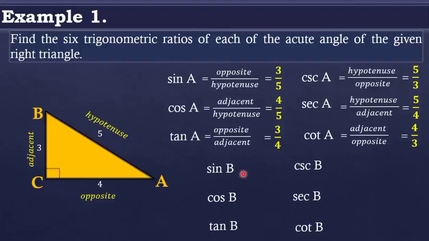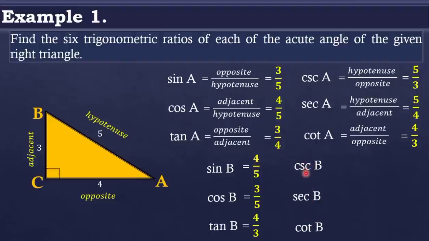So, sine B, again, opposite over hypotenuse. So, opposite 4 over 5. And then for cosine, we have adjacent over hypotenuse. So, this is your angle, adjacent. So, 3 over 5. And then for tangent, that is opposite over adjacent. So, from your angle B, that is opposite 4 over adjacent. So, that is 4/3.